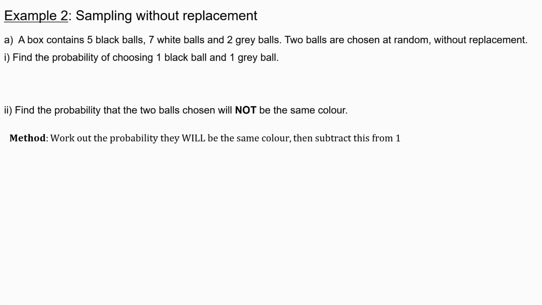Here's another example. This time, a box contains 5 black balls, 7 white balls, and 2 grey balls. 2 balls are chosen at random without replacement. Find the probability of choosing 1 black ball and 1 grey ball. Now, I haven't specified this time if I'm taking a black ball then a grey ball, or a grey ball then a black ball. So we actually have to look at both events.